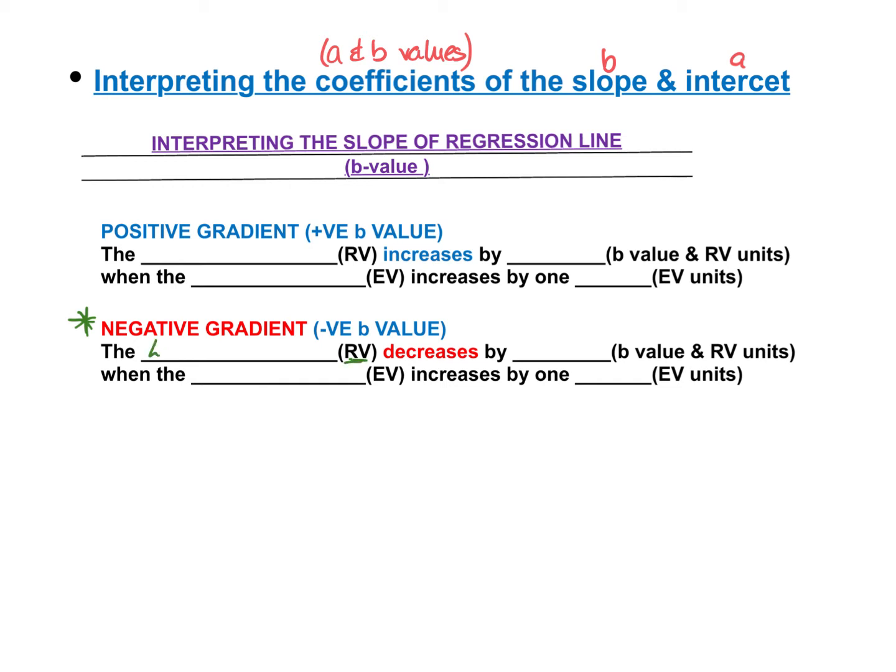So I'm going to say the life expectancy decreases by, and now it's telling me to put the B value, so 1.44. Now it wants me to put the RV units, which for life expectancy is years, when the EV, which was birth rate, increases by 1, and I'm going to write the units, which was per 1,000 births, sorry, rub that out.